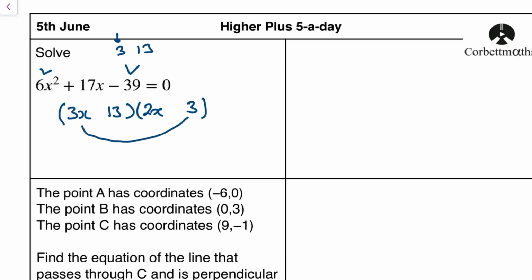So 3 times 3 is 9. That's not enough, so that's probably a takeaway. Whereas 2 times 13 is 26. So I want plus 26 minus 9, which is 17, and so that all works. So therefore, I factorise it equals 0, but factorising isn't solving. So this one is going to give me minus 13 over 3, and this one is going to give me 3 over 2. Not as bad as it looks, but in an exam situation, probably a bit worse than it feels.